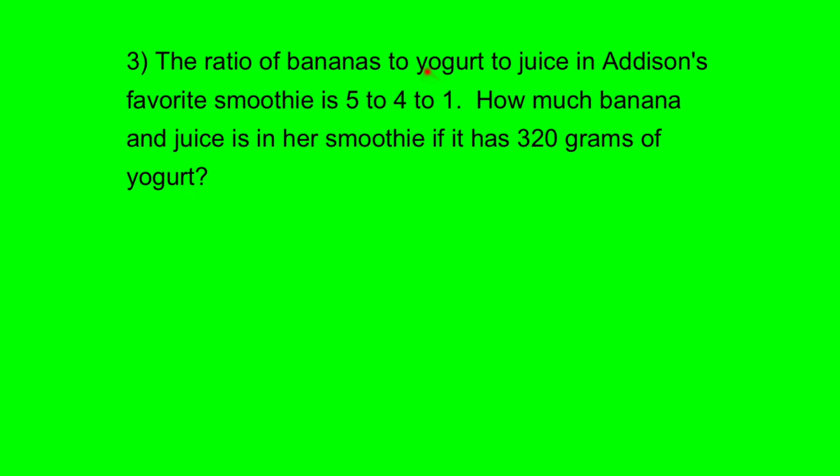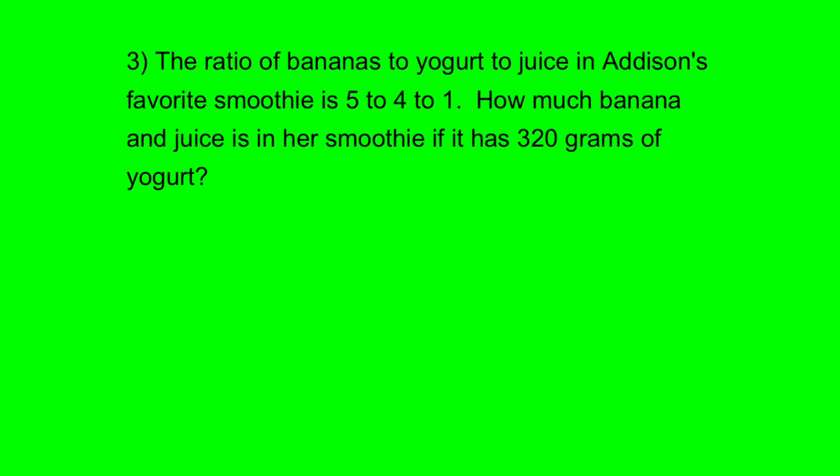5 parts banana, 4 parts yogurt, 1 part juice? That's going to be really dense. You'd probably want to reverse this. You'd probably want 1 part banana, 4 parts yogurt, 5 parts juice, or some water. But it's good to talk about these things and think about the situation. But let's solve it the way it is.